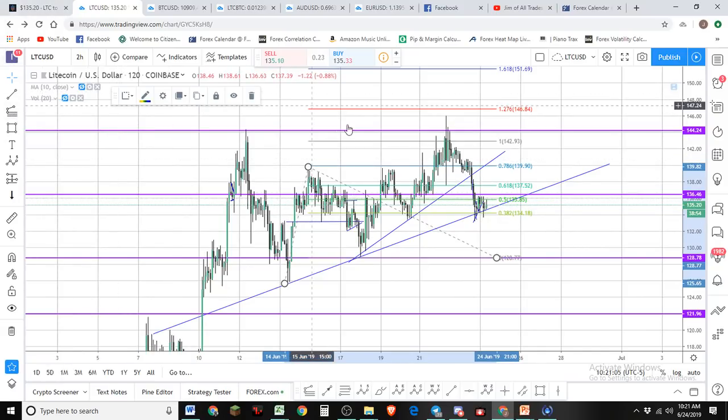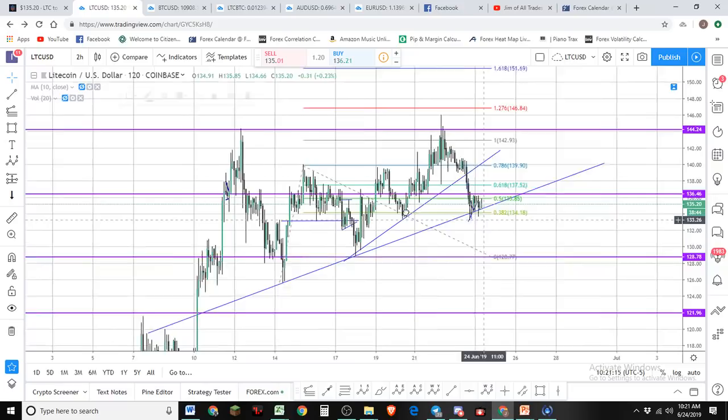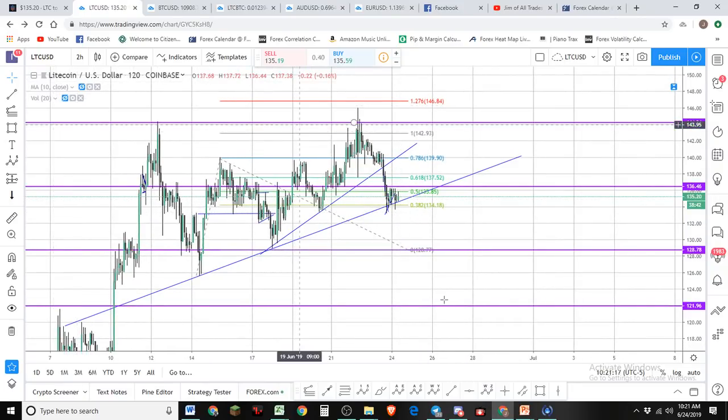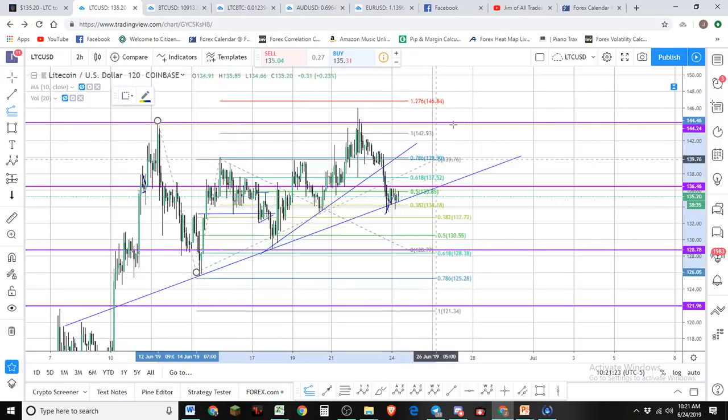So yeah, what that means is we have possibly again an expanded flat ABC is what I'm looking at. That's my call here. That means we have some downside to come. I'm looking at targets of. Let me throw the fibs there. See what we can see here.